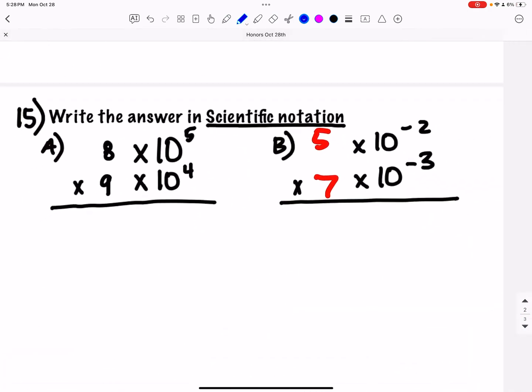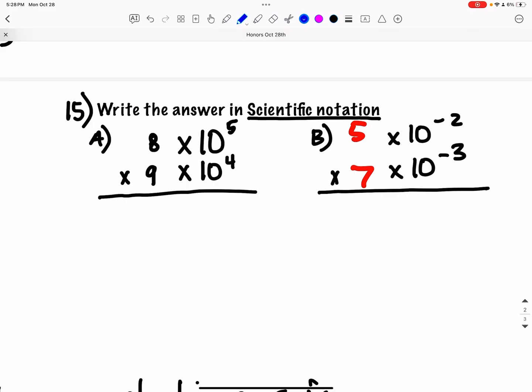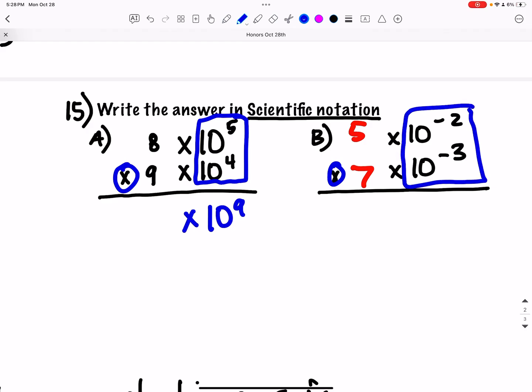All right, number 15. Write the answer in scientific notation. These should be pretty easy because there are shortcuts for multiplication. One less than multiplication is addition. So if I want to combine these, I use powers rules. That's 10 to the 9th power. If I want to combine these, I use powers rules. That's 10 to the -5th power. Because if you add a negative, you're really subtracting.